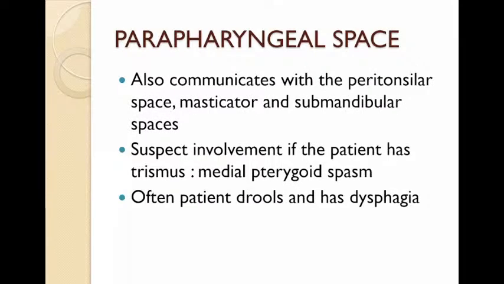So also suspect involvement if a patient has trismus. Usually you have medial pterygoid muscle spasms because of an infection in this region. Patients usually tend to drool. They have dysphagia, but usually no pain on swallowing, so there's no odynophagia. They tend to talk with a hot potato voice, because it's going to affect the pharyngeal speech. Unlike the retropharyngeal abscess, which pushes forward, parapharyngeal will tend to push medially and also laterally.